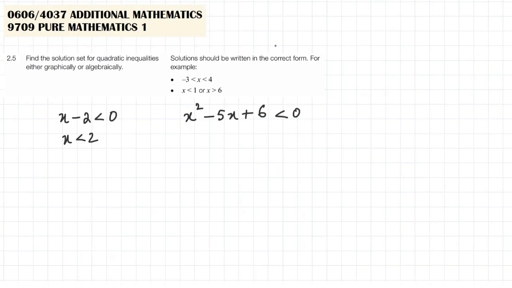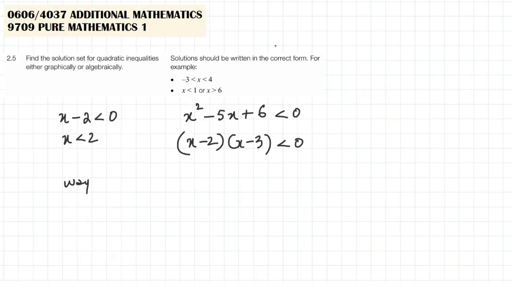So first thing you need to do is just factorize it, which is x minus 2 and x minus 3 and less than 0. Okay, so after this, the common mistake which beginners make is they put both factors less than 0. No, that's not the case. So there are ways in which you can solve it.